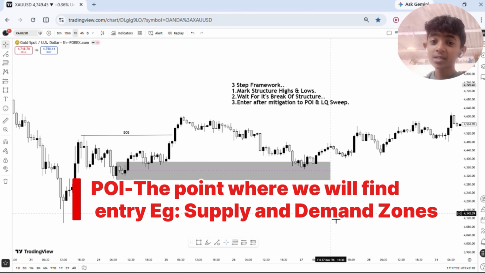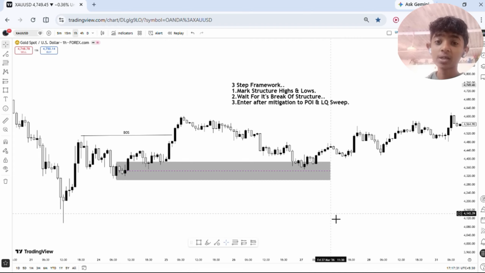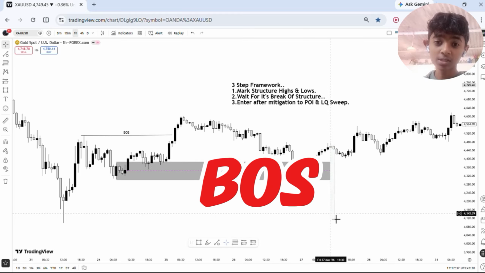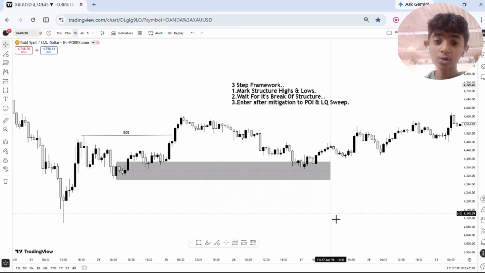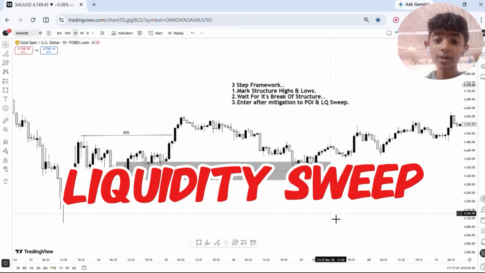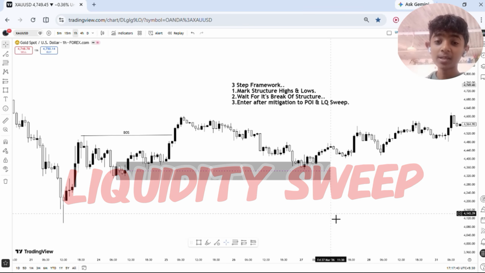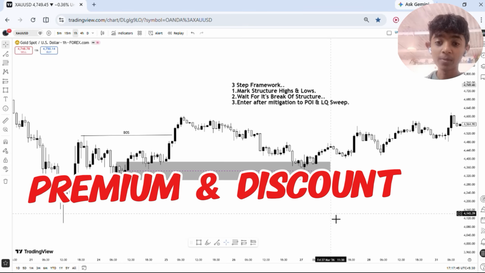The point of interest is like supply and demand zones or order blocks in which you are going to enter. This point of interest should have 2 to 3 confluencers. Number 1, it should lead to a breakout structure. Number 2, it should lead to a liquidity sweep. And number 3, it should be in premium and discount.